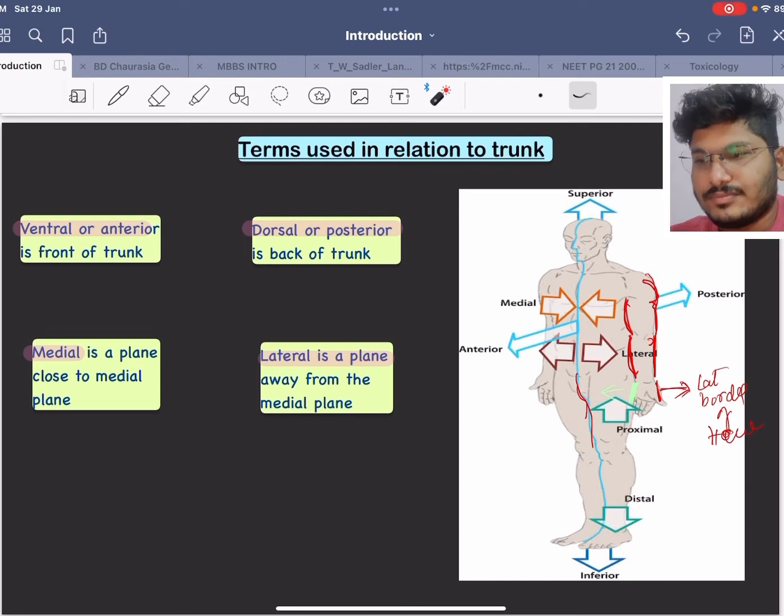You can see there is a difference in the medial and lateral borders of the hand and foot. For hand and foot, they are opposite. They are exactly opposite in view of the thumb and little finger in the upper limb, and the greater toe and small toe in the lower limb. So these terminologies you need to know in the trunk at least.